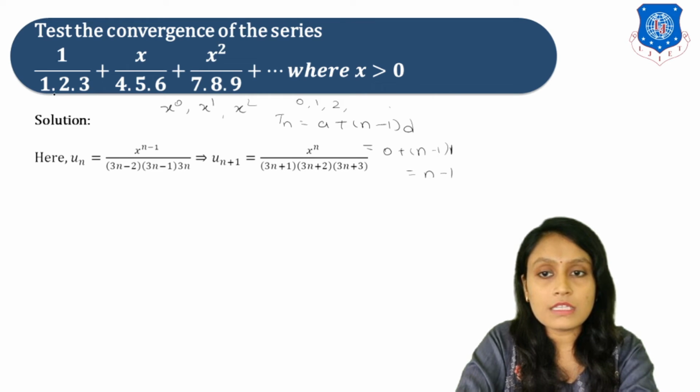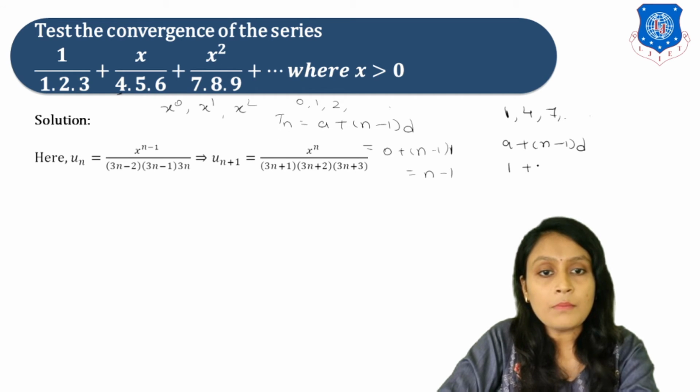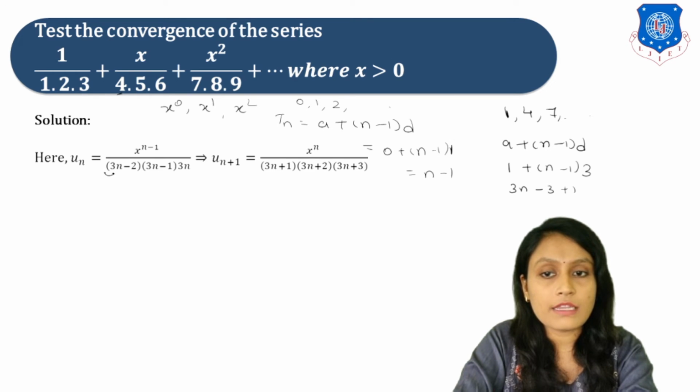Next, consider this, that is 1, 4 and 7. Again we have to apply the same formula, a plus n minus 1 into d. A is 1 plus n minus 1, difference is 3. Simplify, so here you will get 3n minus 3 plus 1, and on simplification you will get 3n minus 2. Similarly, if you solve for 2, 5, 8, you will get 3n minus 1, and for 3, 6, 9 and so on you will get 3n. So in this way we can find the nth term.